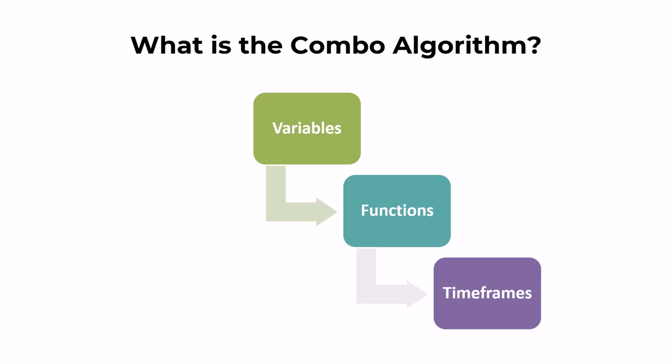Let's get into it. Step 1, understanding variables. Variables are like tools in your trading toolbox. They help you stay flexible no matter what the market does. The combo algorithm uses just 4 key variables, and they're easier to get than you might think. Let's break them down.